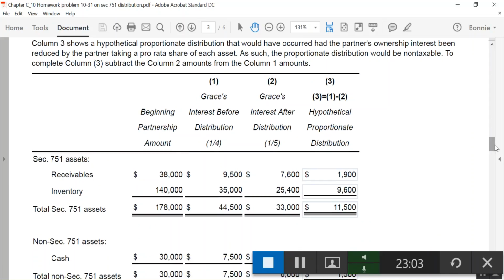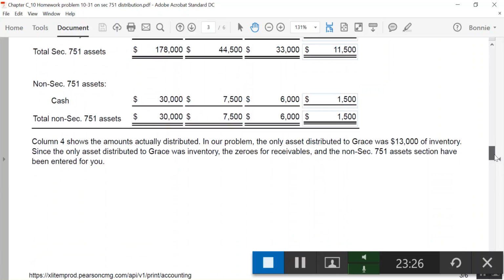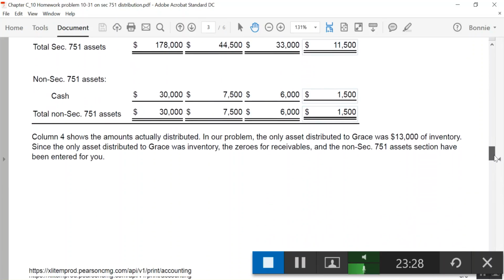Okay, so then we calculate this hypothetical proportionate distribution very easily just by subtracting 2 from 1. So we subtract column 2 from column 1. So that's what I did here, very simply. And then we are on column 4.